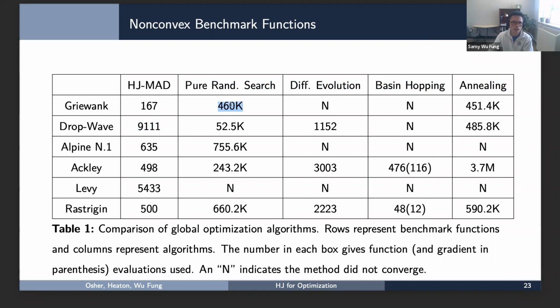So what we have here is that pure random search takes 460,000 function evaluations to converge, and so on. Where there's an n, it means that the algorithm did not converge. And wherever there's a parenthesis, it means that we're using gradients on top of the function evaluations. So we see that it shows some promising results on these benchmark problems, albeit these are lower dimensional problems, but we seem to do pretty well in terms of convergence and function evaluations. But again, do note that this is a stochastic algorithm, so you need not expect very, very high accuracy.